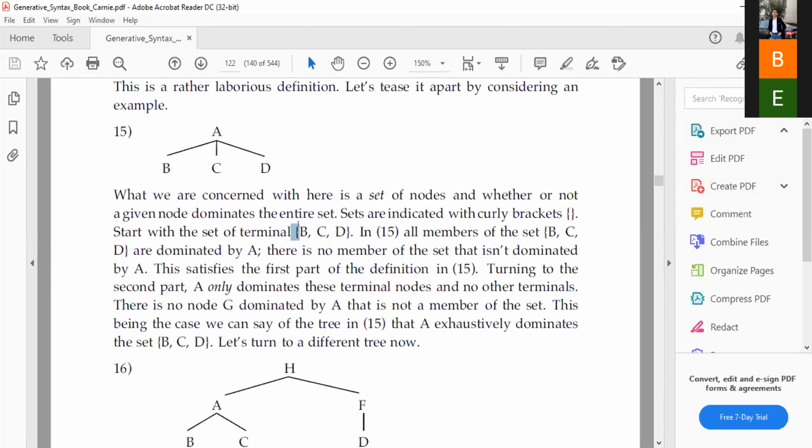You see here the curly brackets, as Hamza mentioned, the curly brackets. We say either A is a constituent or the set BCD is a constituent, but B alone is not, C alone is not. B is a constituent of A, C is a constituent of A, and D is a constituent of A. In other words, B is one member of the set BCD, C is one member of the set BCD, and D is one member. Yes, Hamza.